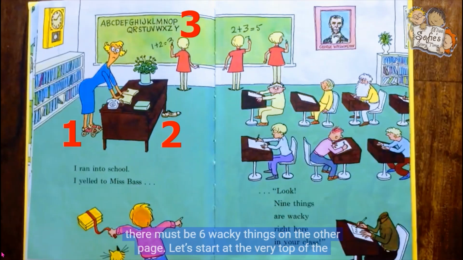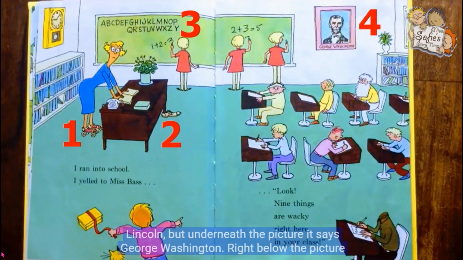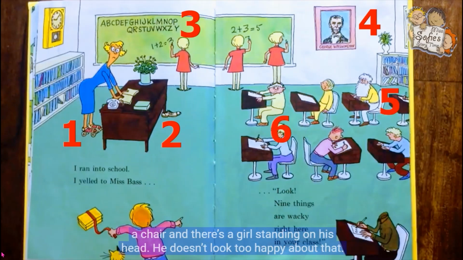Let's start at the very top of the page. This one might be a hard one. The picture on the wall is of President Abraham Lincoln, but underneath the picture it says George Washington. Right below the picture there's an old man sitting there. And in the same row, the first boy doesn't have a chair. And there's a girl standing on his head. He doesn't look too happy about that.